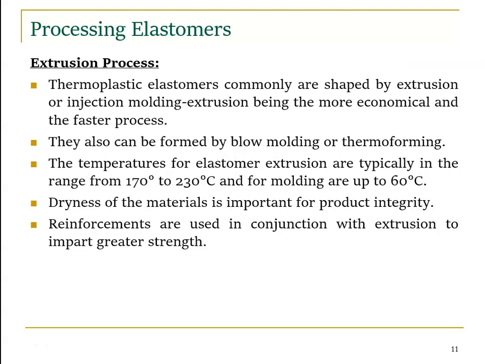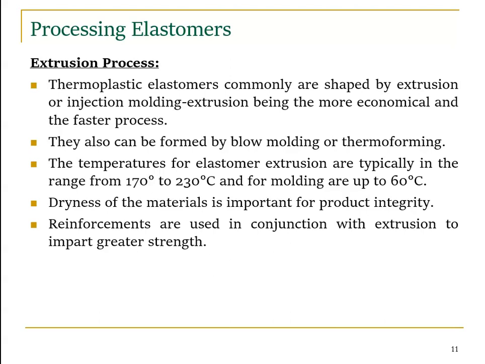Now we will see the processes one by one. First the extrusion process, we know extrusion, right? Thermoplastic elastomers commonly are shaped by extrusion or injection molding, extrusion being the more economical and faster process. Extrusion means that if you apply force, the material is extruded through an opening. They also can be formed by blow molding and thermoforming. So elastomers can be processed by blow molding as well as thermoforming.